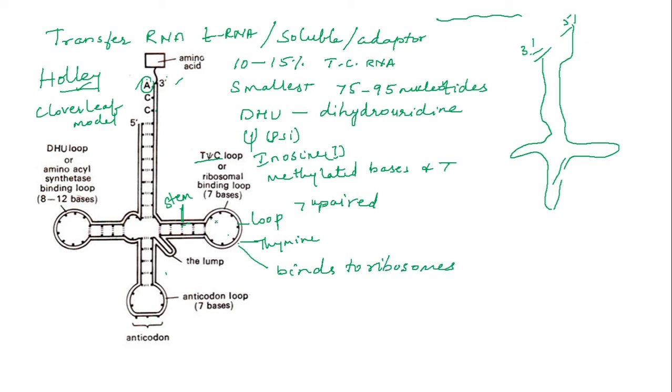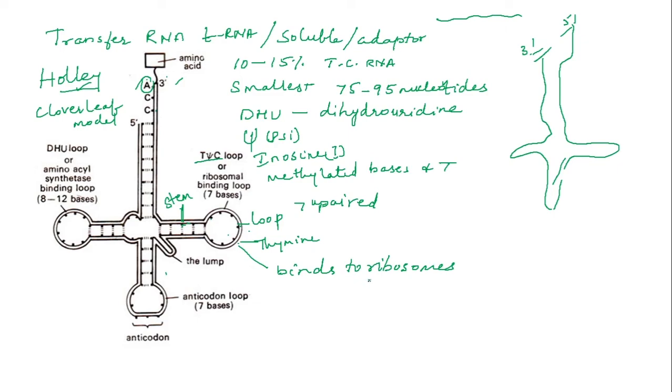Why should it bind to the ribosomes? During the process of protein synthesis, the tRNA goes to the site of protein synthesis. It decodes the information by the anticodon region, and then it has to bind to the ribosomes to understand the coding. So this region binds to the ribosomes.